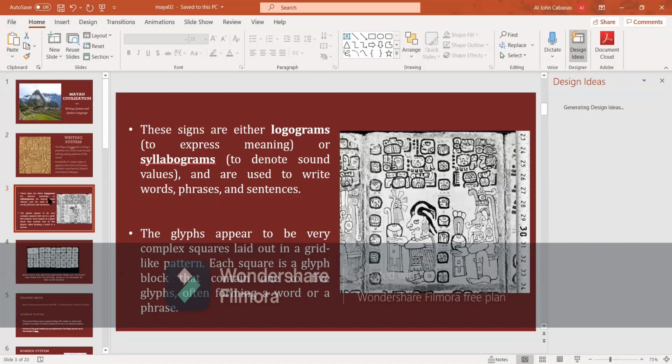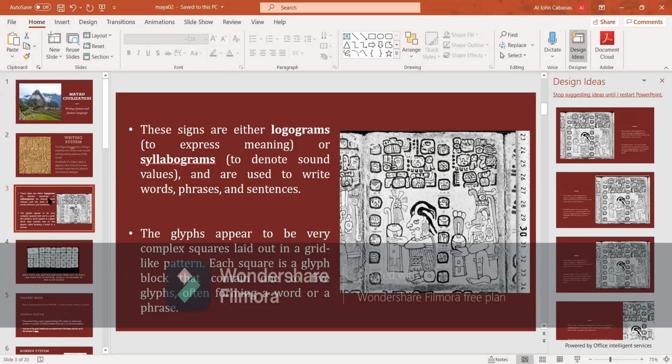And when it comes to the meanings ng iba't ibang messages or ng iba't iba nilang ginagamit na signs, we have here logograms. Logograms means to express meaning, and syllabograms means to denote sound or values. So, ito yung mga signs na ginagamit ng mga Mayan nung during those ancient times para makapag-communicate sa kapwa nila. So they use logograms or syllabograms to write words, phrases, and sentences.